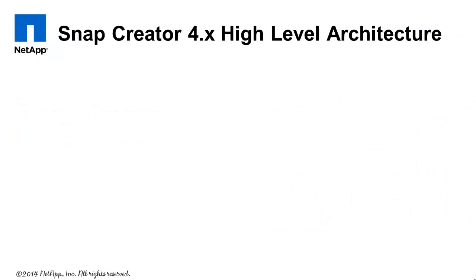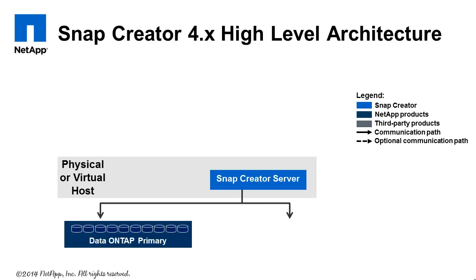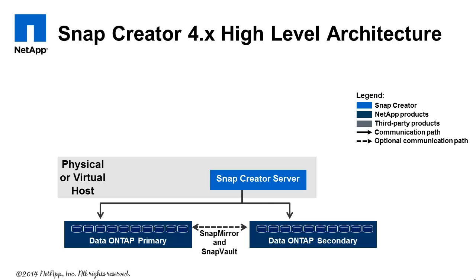Let's take a look at a very high-level architecture for the Snap Creator Framework and how it interfaces with other external software. The base component is the Snap Creator server. It can be installed in a physical or virtual host. The Snap Creator server communicates by default with Data ONTAP using ONTAP APIs. Snap Creator can communicate with primary as well as secondary storage for operations such as SnapMirror and SnapVault.